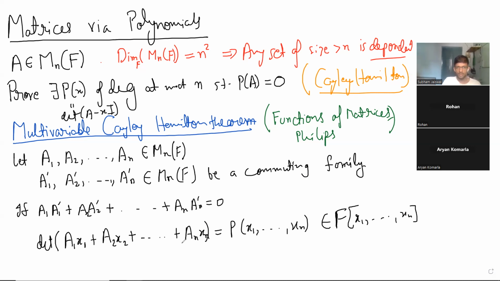They are just polynomials in variables, and then P of a1 prime, a2 prime, up to an prime is equal to 0. So how is it making sense? We will see how the Cayley-Hamilton theorem comes from here without proving it. But please tell me, does it make sense?